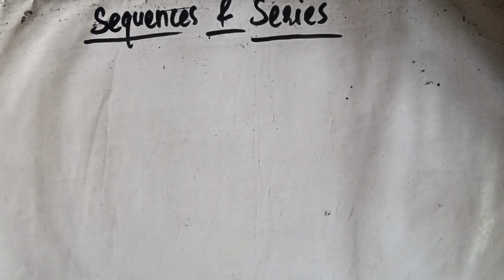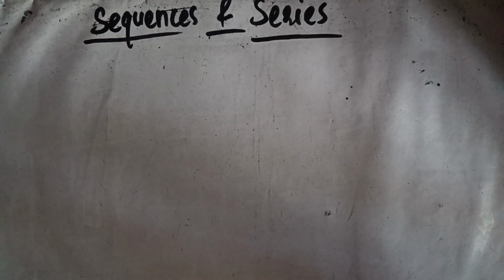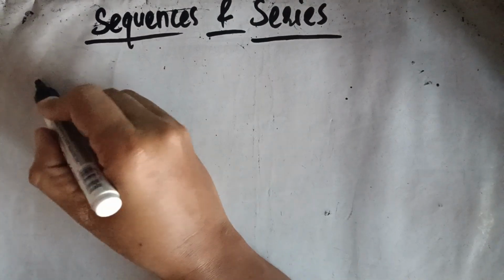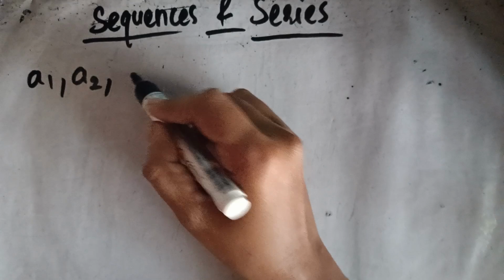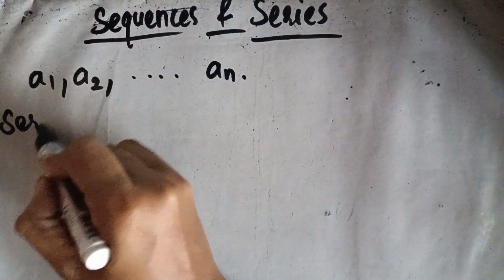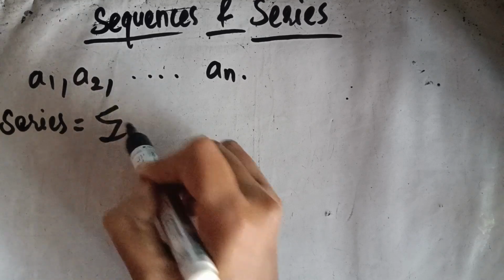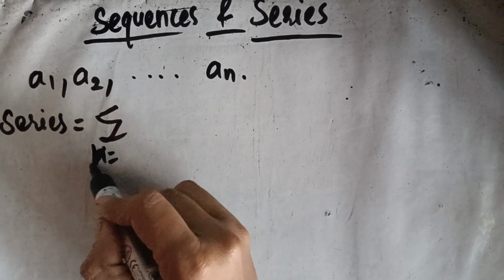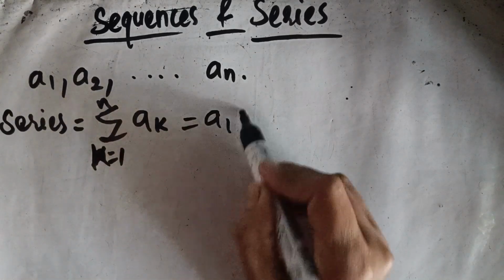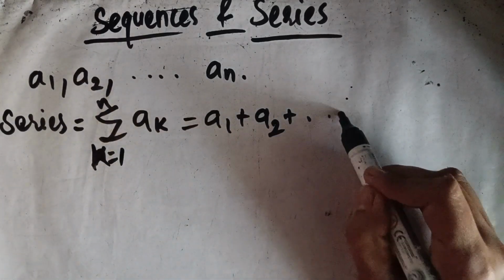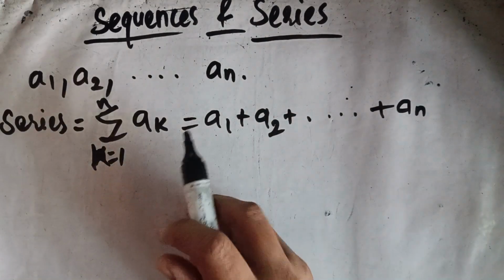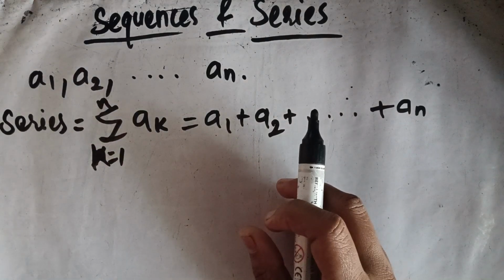Hello students. So today we are going to do series. If you have a sequence, say a1 till an, then the series is given by the summation, that is the sum of a from 1 to n, or you can write a1 plus a2 plus dot dot dot an. Now there are some standard formulae for the series.